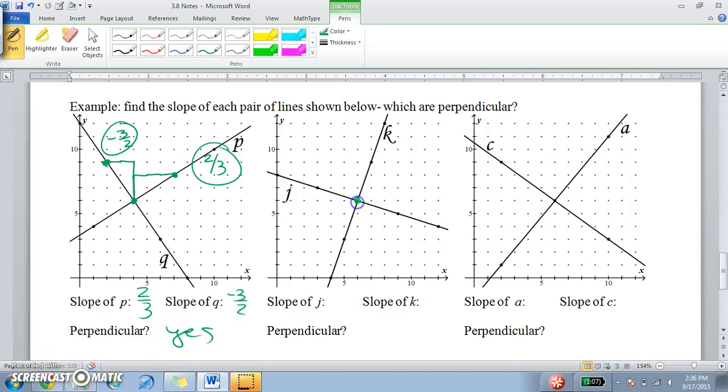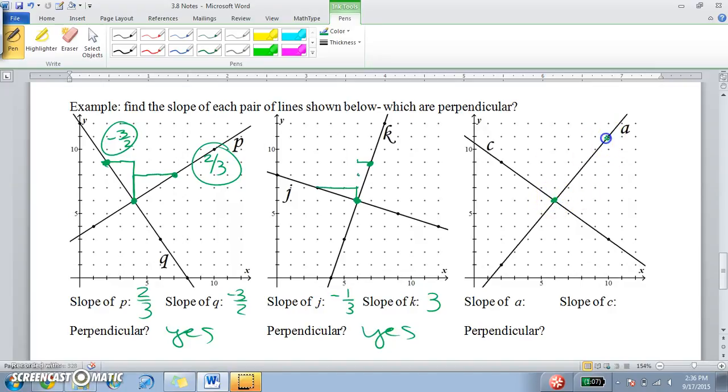Same thing for J and K. Let's look at K first. So rise over run, 3 over 1. So 3 over 1 or just 3 for K. For J, I've got a rise of 1 and a run of negative 3. So 1 over negative 3 is the same thing as negative 1 over 3. These are opposite from each other. They are also reciprocals. So again, yes, they are perpendicular.